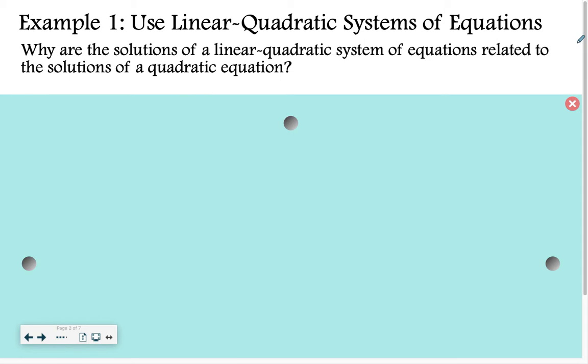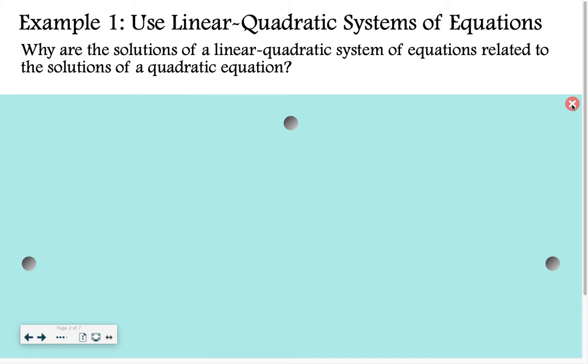All right, example 1, use linear quadratic systems of equations. So let's first talk about why the solutions of a linear quadratic system of equations are related to the solutions of a quadratic equation. If we think back to solutions of quadratic equations, remember it's possible to have two solutions. That's what we practiced solving with the discriminant, one solution or zero solutions.